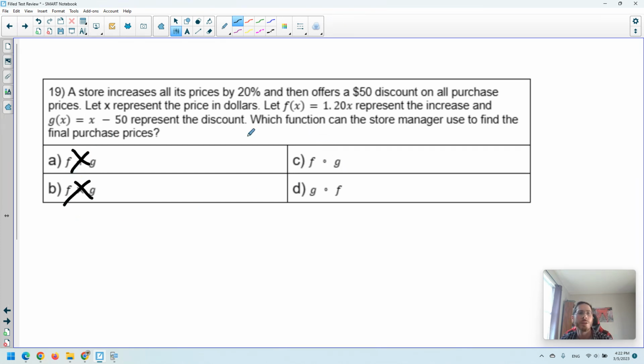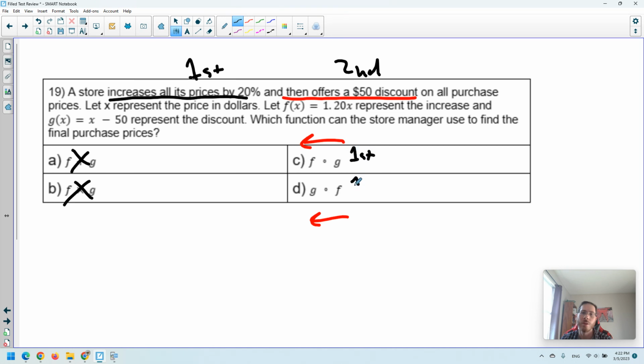All right, so let's see. We have to think about the order here. It says it's going to increase all the prices by 20% and then offer a $50 discount. So this has to go first, and this has to go second, because it's and then offers a $50 discount. So now we have to remember the rule with compositions: for compositions we have to go right to left. So I've got to find out which one's first, and remember, the first-most is the one that's on the right.